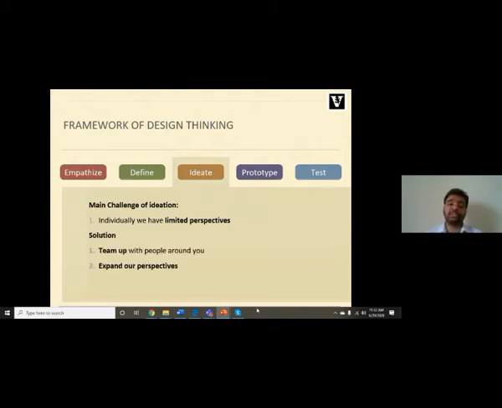So what's the solution? The straightforward solution is to team up with people around you. That's one thing. But I was talking about thinking processes. So what can one individual do? Obviously, you have to team up with people around you, but in addition to that, we also need to learn how to expand our perspectives. So how to do that? Let's look into the next slide.